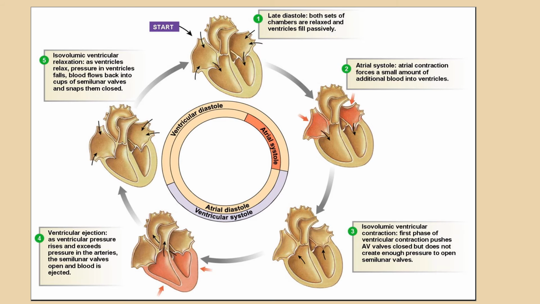This is ventricular ejection. So the pressure generated by the contracting ventricles has become high enough to force open the semilunar valves. And so blood that's in the right side of the heart is ejected through the pulmonary semilunar valve into the pulmonary trunk, and blood that's in the left ventricle passes through the aortic semilunar valve and into the aorta. And so now blood is leaving the ventricles. As we'll look at in a few minutes, we'll look at how the volume of blood in the ventricles changes across the cardiac cycle. During ventricular ejection, the volume of blood in each ventricle declines.